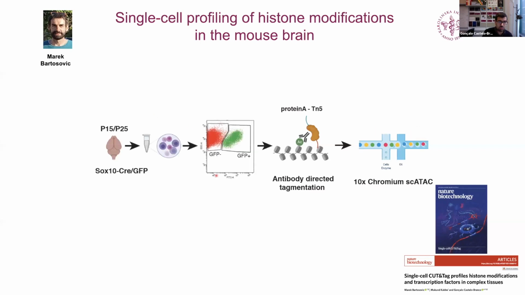And then what he did was to implement this technology in a complex tissue, in this case our tissue of interest, which is juvenile mouse brain, in a line in which we could lineage trace the oligodendrocyte lineage and glial cells.